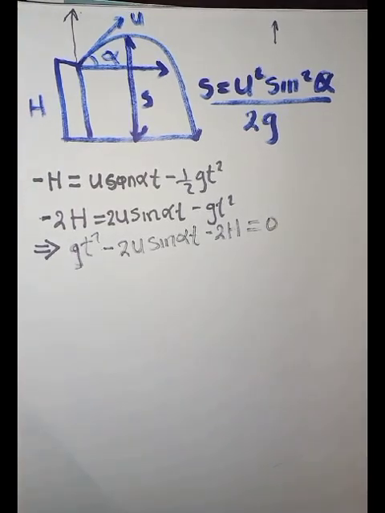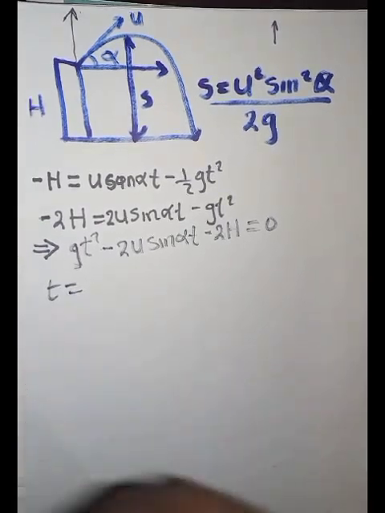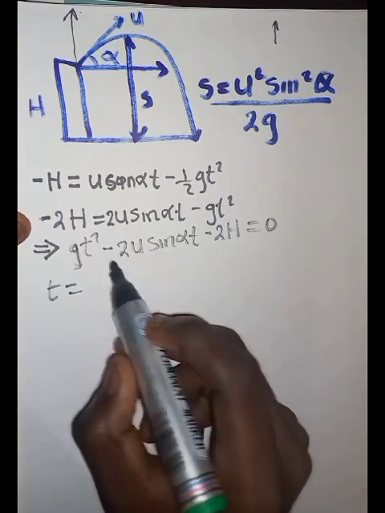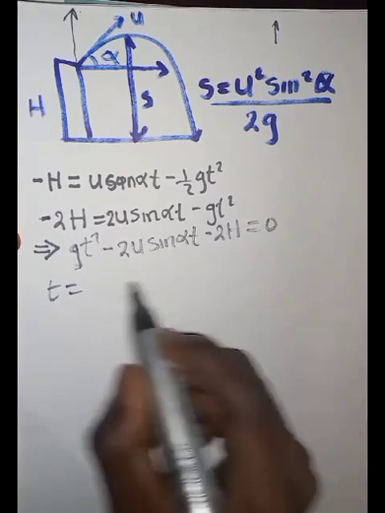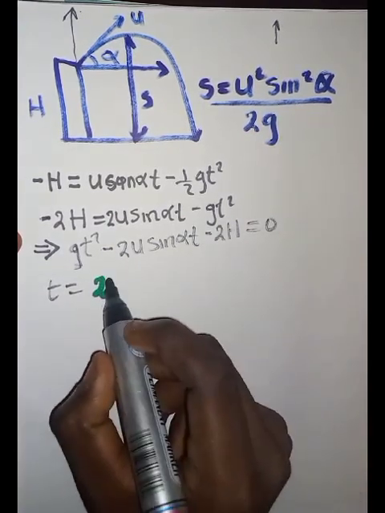So in this case, I'm going to use the quadratic formula to solve. I'll just say t is equal to, I believe all of us know the quadratic formula, right? Great. So we are just going to apply it. t is equal to negative b. What is my b in this case? My b is negative 2u sine alpha. So it's going to be negative, which is positive. So it's going to be 2u sine of alpha.